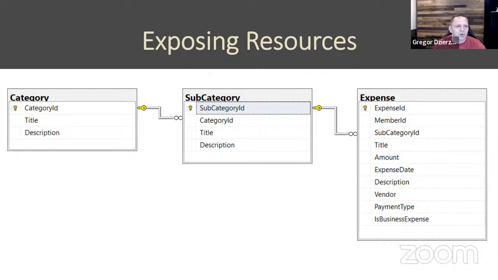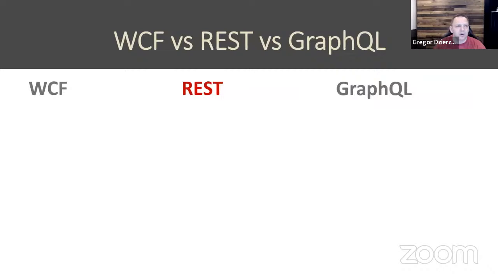And I'm going to keep it really simple. We're really just looking at a category, maybe a subcategory, and then an expense table. But it's a resource. It's an external resource that we want to expose on one computer so we can access it elsewhere, right? So, comparing some of the differences.